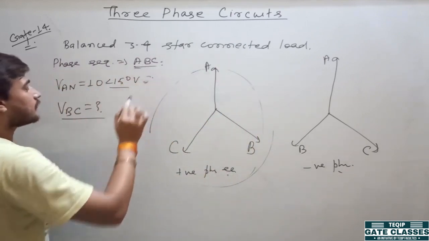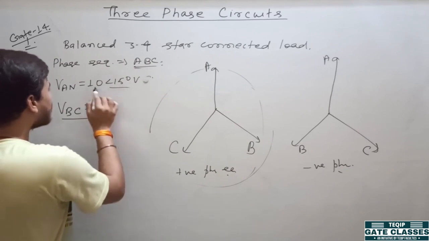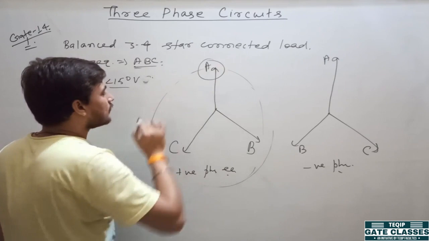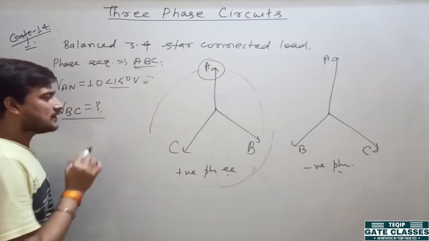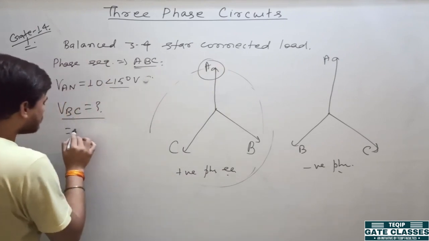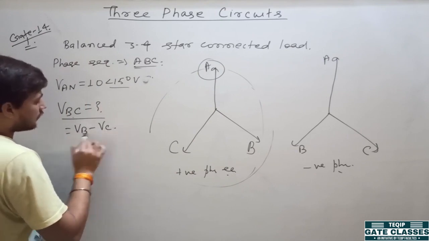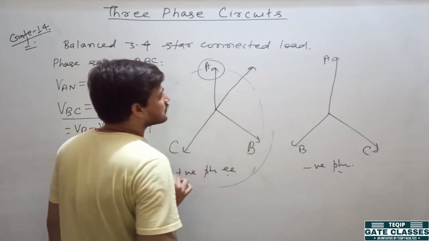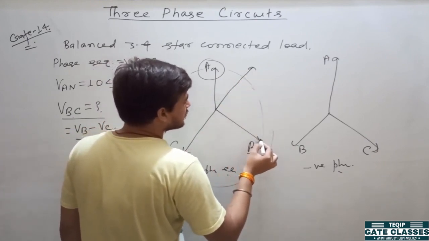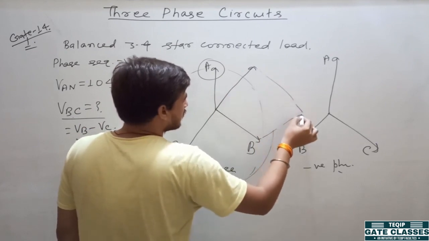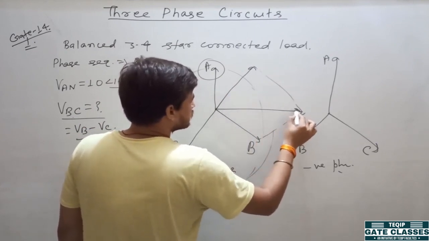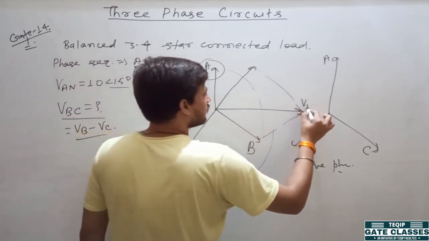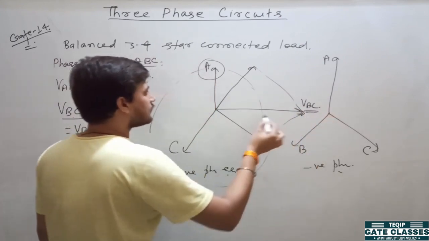So they have given phase sequence ABC, VAN equal to 10 at the angle 15 degree volt. This voltage they have given. They are asking you VBC. So VBC means VB minus VC. So VB is given, VC, that means minus VC will be at this position. Now if you draw the phasor, here it will be like this. Here the resultant will be like this. This will be VBC.